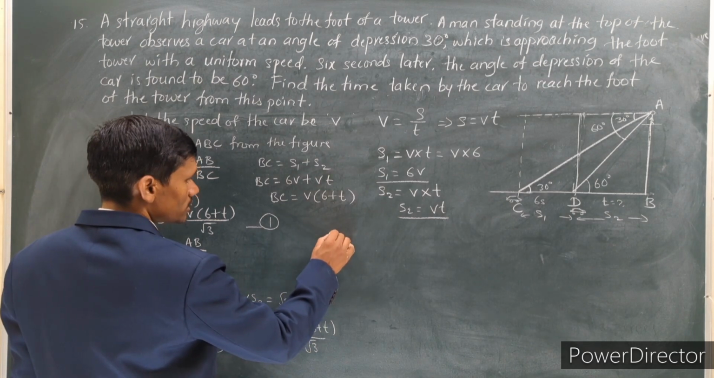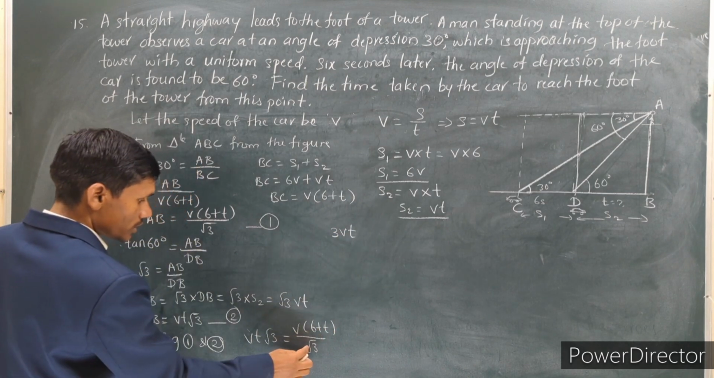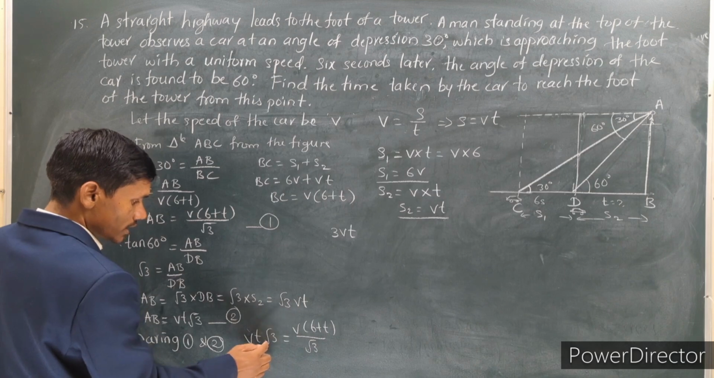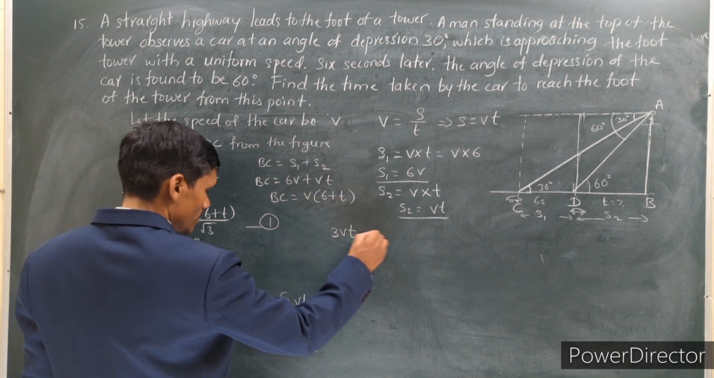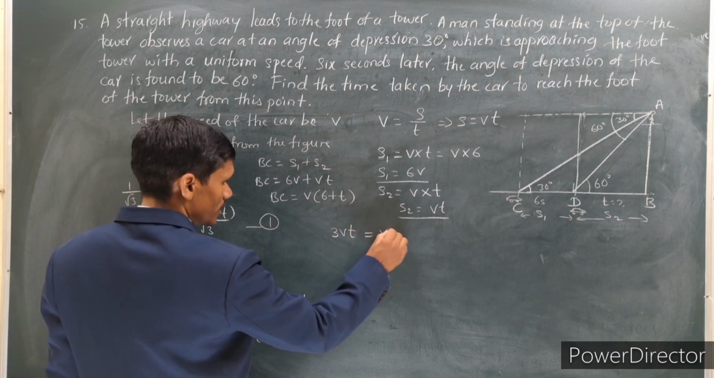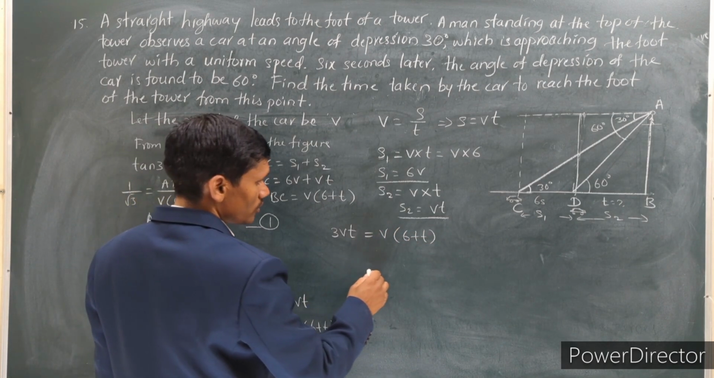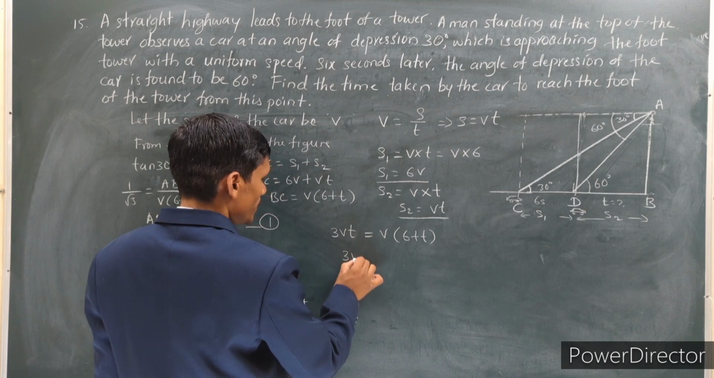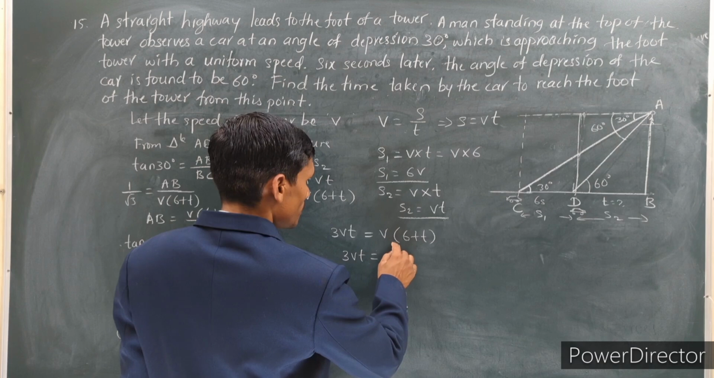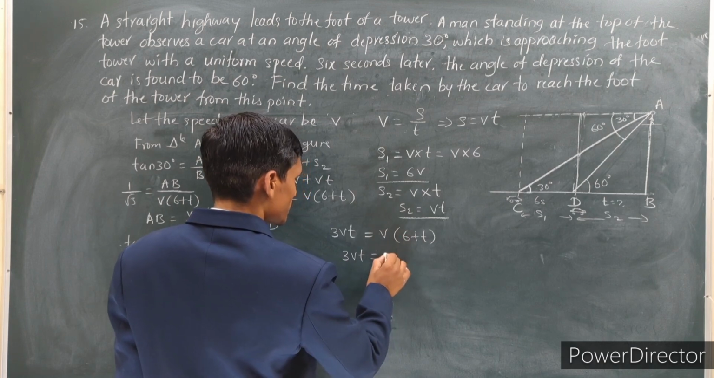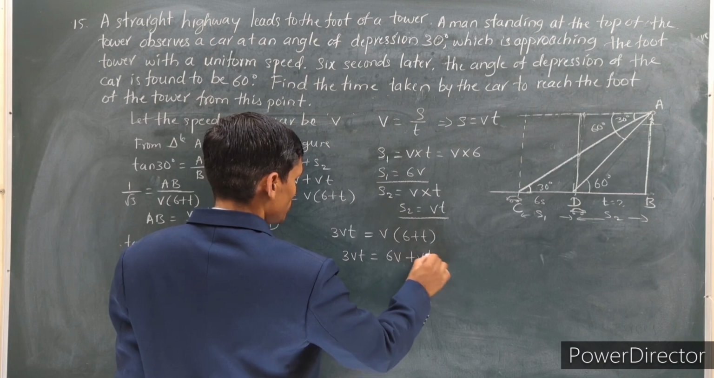The root gets cancelled. So 3 pi t. Root 3 into root 3, the root gets cancelled. What remains is 3. 3 into pi t is 3 pi t, which is equal to this side, pi into (6 plus t). Now what you have to do here: 3 pi t is equal to pi into 6 plus pi into t, pi t you do.